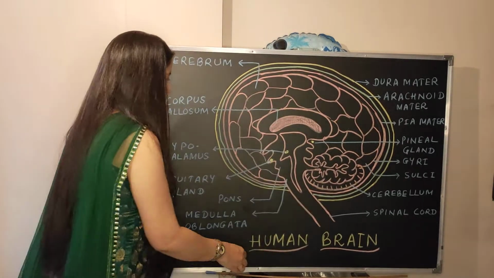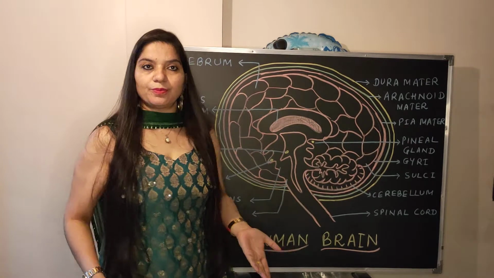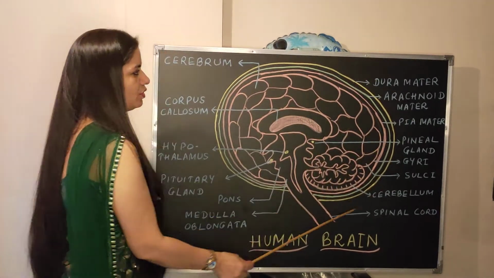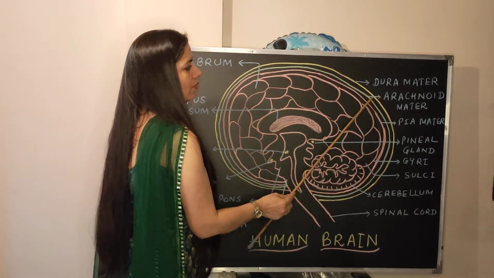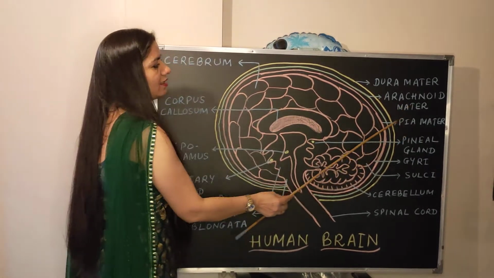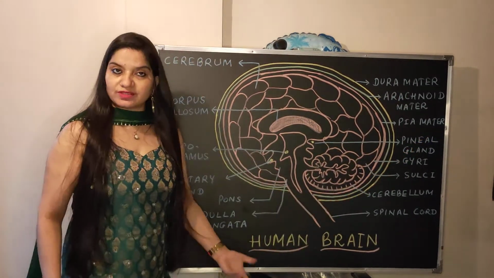Okay, so I have drawn the diagram of this brain. I have talked about the outer protective covering. In the diagram you can see this is dura mater, the outer one. This middle one is arachnoid mater, and the innermost is pia mater, and together these are known as the meninges.